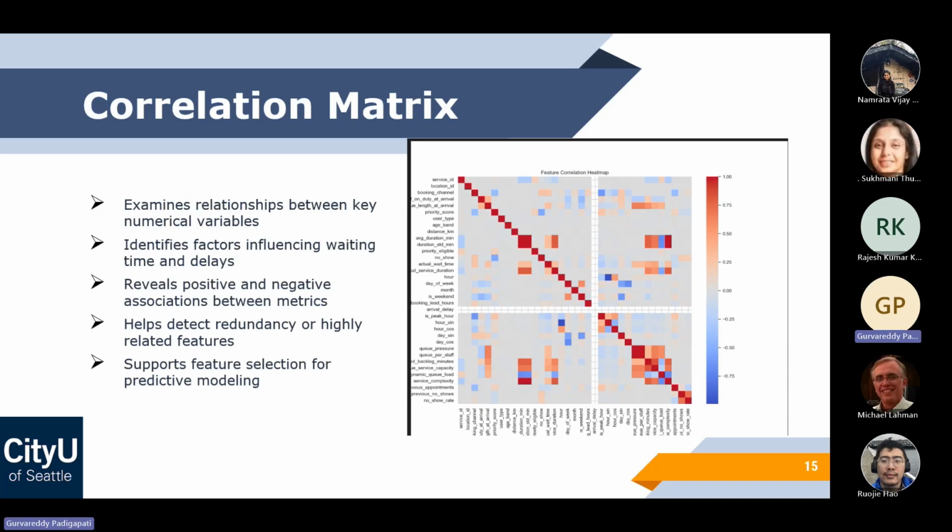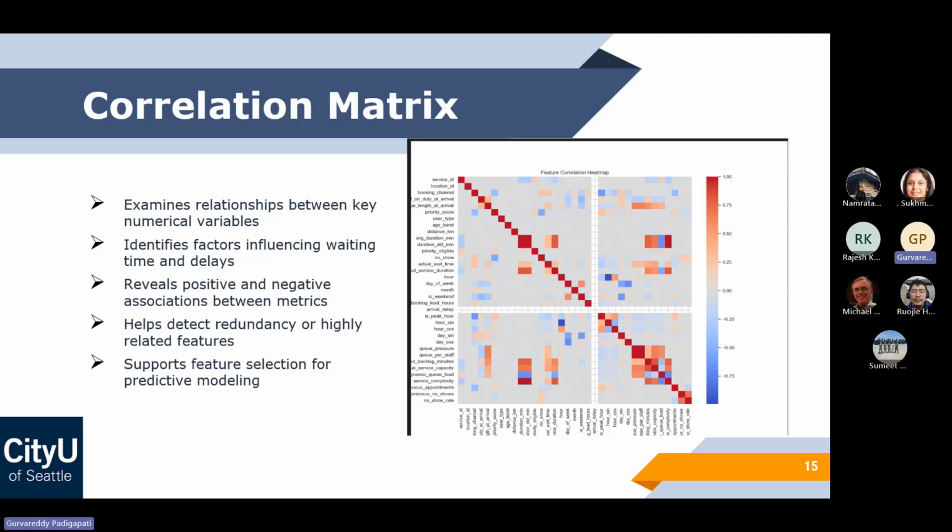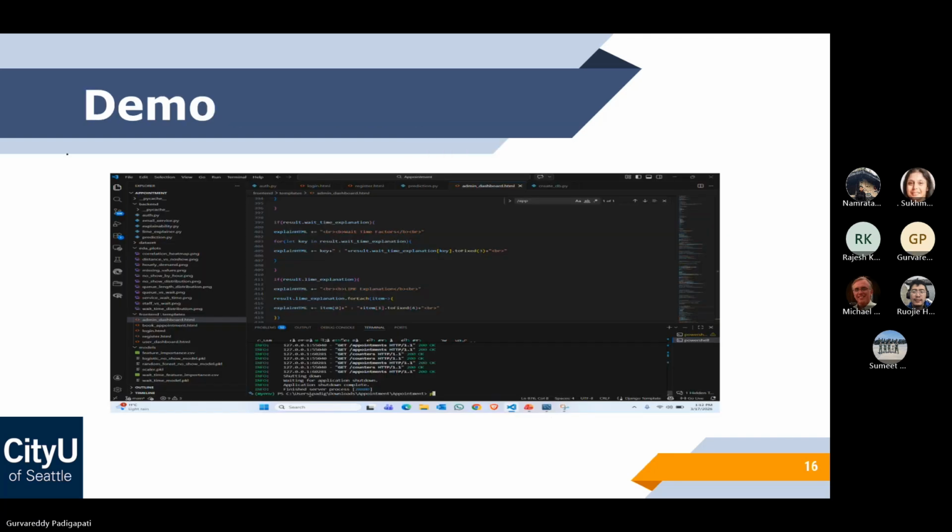Here is my correlation matrix. You can see the relationship between the key numerical variables. It helps identify which variables influence the waiting time. For example, queue length and backlogs are positively related to the waiting time, and staff availability may reduce waiting time. This analysis is used for feature selection in the machine learning model. And I can show you the live demo.